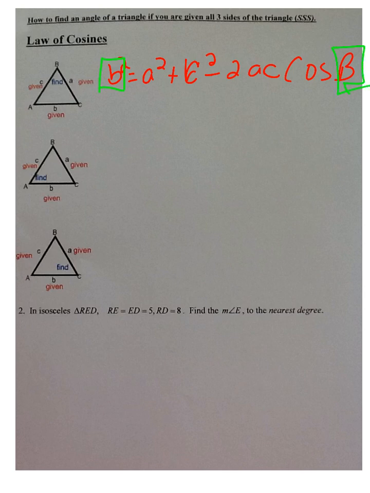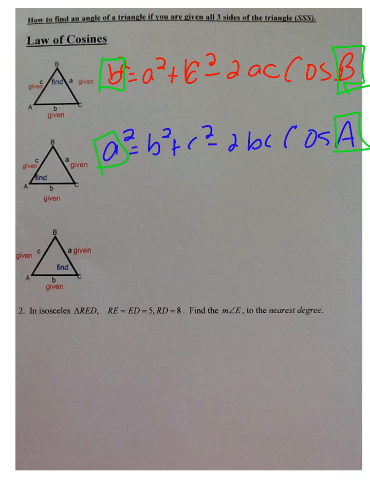Let's look at the next setup. I have here triangle ABC. Sides A, B, and C are given. I'm looking for angle A. Since I'm looking for angle A, it would be a squared equals b squared plus c squared minus 2bc cosine of angle A. And again, notice angle and side match up. And let's look at the next one. Same thing, but I'm looking for angle C. So it'd be c squared equals b squared plus a squared minus 2ba cosine of angle C. And again, my side and my angle here match up.